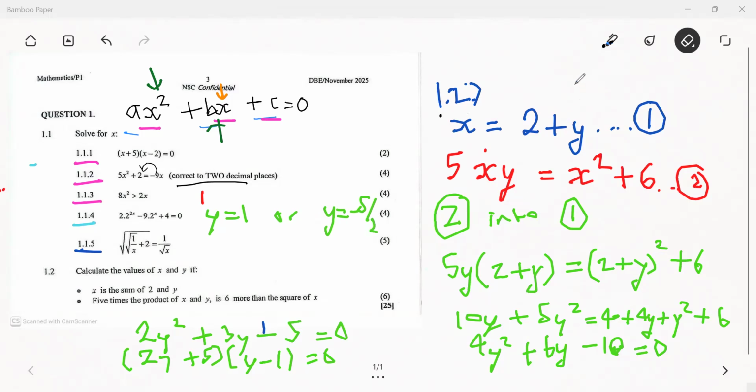Once you have that y value, back substitute it here, each y value independently, and you'll get a corresponding x value. So for y equals 1, you get x equals 3. For y equals minus 5 and a half, minus 5 over 2, you're going to get an x value of negative a half. All right. That would be your final answers.